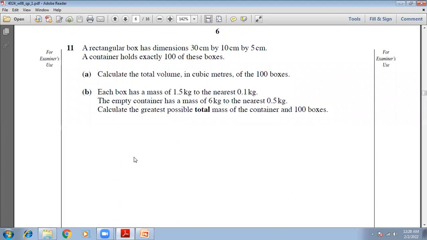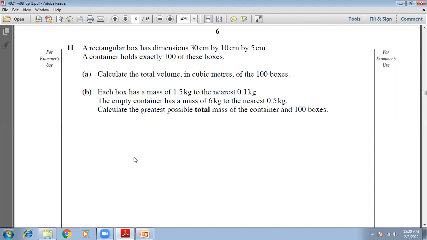So volume of the box is length times width times height. I can very easily find out the volume of the one box. Then I will multiply it with 100. That will give me the volume of the 100 boxes. And then I will convert that into cubic meters. The unit will be cubic centimeter, and I will convert it into cubic meter.